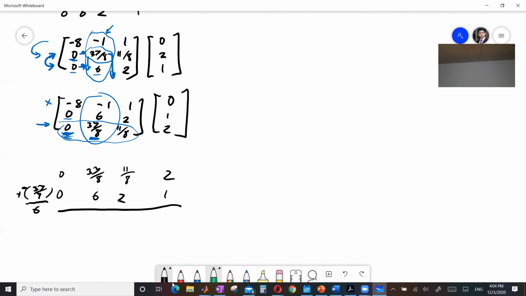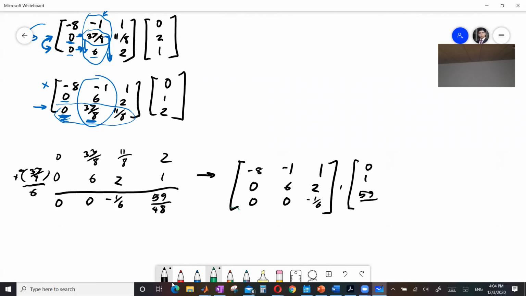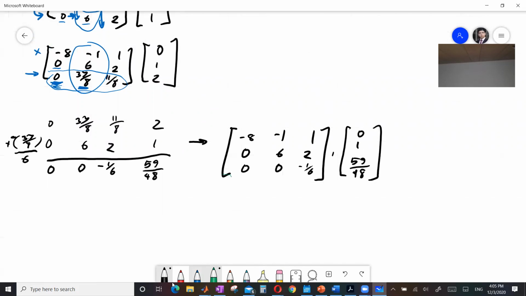So this will give us, let me check my notes because I don't want to make any algebra mistakes here. 1/6. And this is actually an ugly number, 59/48. So our matrix and vector are now -8, -1, 1, 0, 6, 2, 0, 0, -1/6. And this will be 0, 1, 59/48. Okay, so we are basically done. We are done with forward elimination. We have this matrix in an upper triangular form.